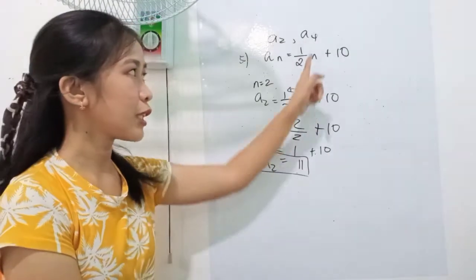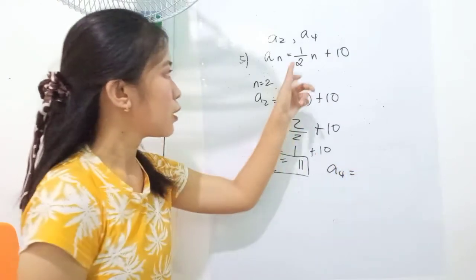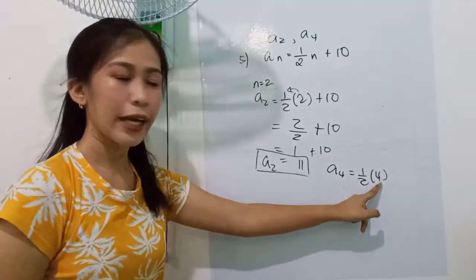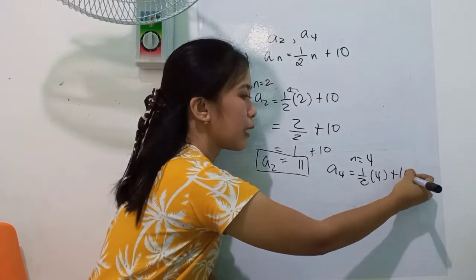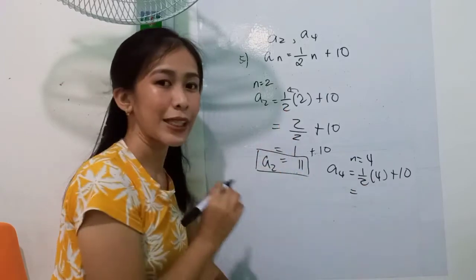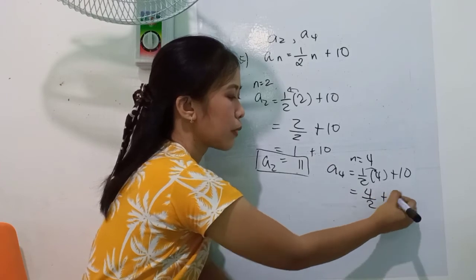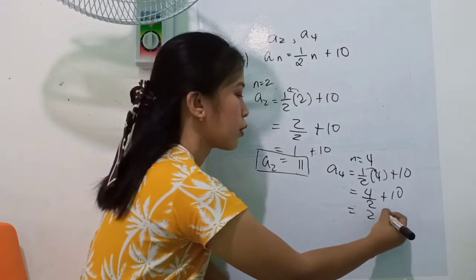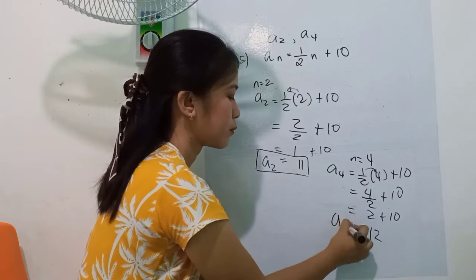And then, right after that, we're gonna find a sub 4 naman. So, a sub 4 is equal to 1/2 times 4 kasi n is equal to 4, okay? Plus 10. And then, ganun lang din ang process. So, 1 times 4 or 4 times 1 is 4 over 2 plus 10. And then, we have 4 over 2 or 4 divided by 2 is 2 plus 10. Then, we have a sub 4 as 12.